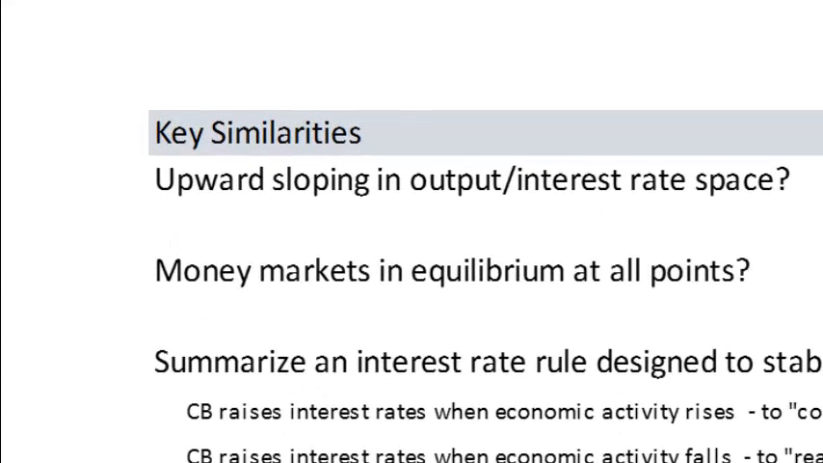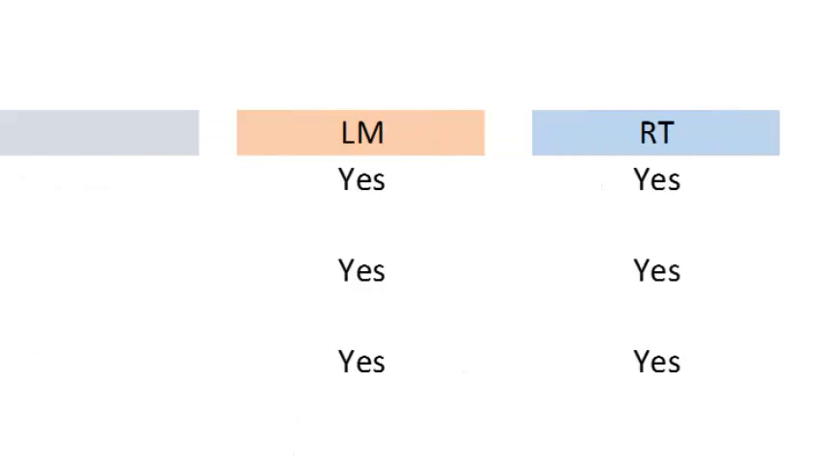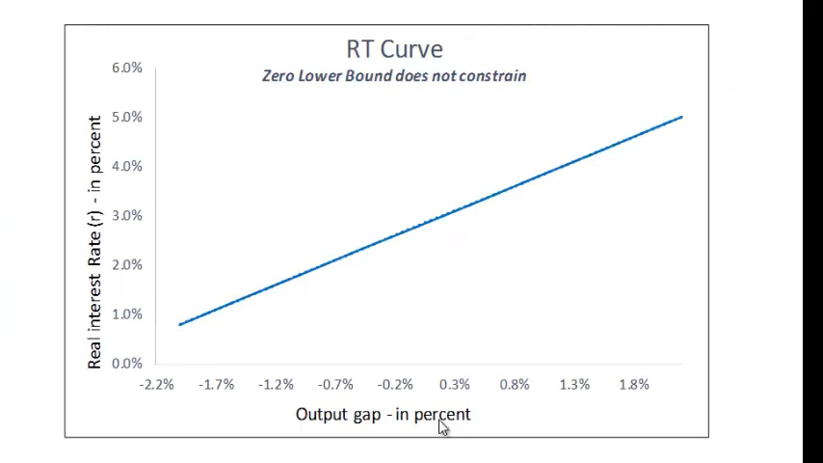Both the LM curve and the RT curve are upward sloping in output and interest rate space. So here is the LM curve as we already introduced it. On the horizontal axis is the output gap. On the vertical axis is the interest rate. And we can see that as the output gap increases, so does the interest rate. Likewise, over here for the RT curve, we have the output gap in percent of potential output, same as in the LM curve. And we have the interest rate, and again, an upward sloping curve.